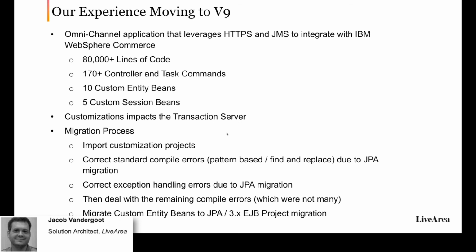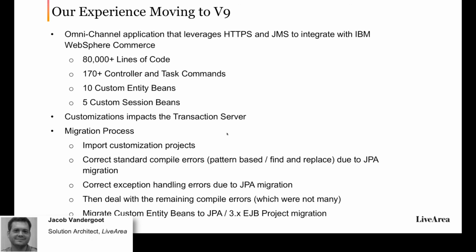Just to give you a high level, we've built an omni-channel application that leverages WebSphere Commerce and integrates through both HTTPS and JMS protocols. It's a significant application. There's 80,000 lines of code, about 170 controller commands and task commands. We did use a lot of JDBC and less focus on the entity beans, but we used some as well as session beans.